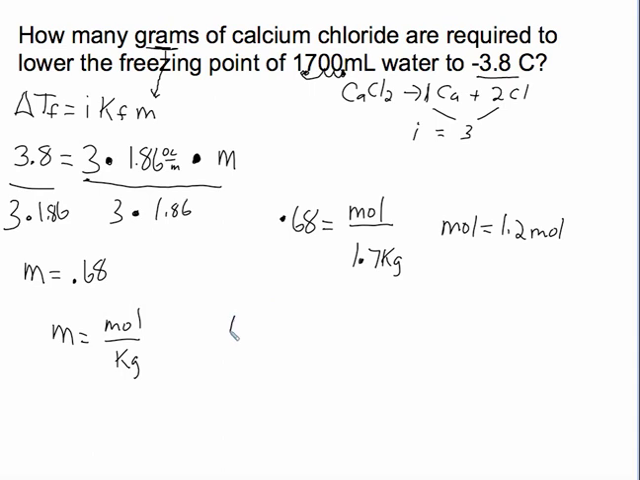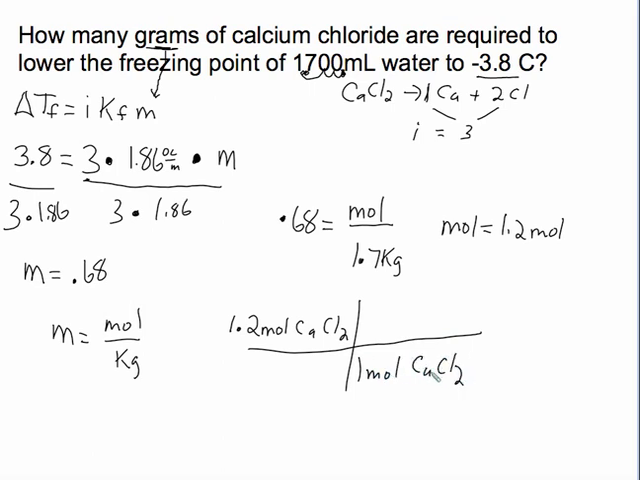Now all we've got to do is change the moles to grams, and we'll have our answer. So 1.2 moles calcium chloride. We look up the molar mass and find that 1 mole of calcium chloride is equal to 111 grams of calcium chloride if you round it off a little bit. So 1.2 times 111 divided by 1 equals about 129 grams of calcium chloride.